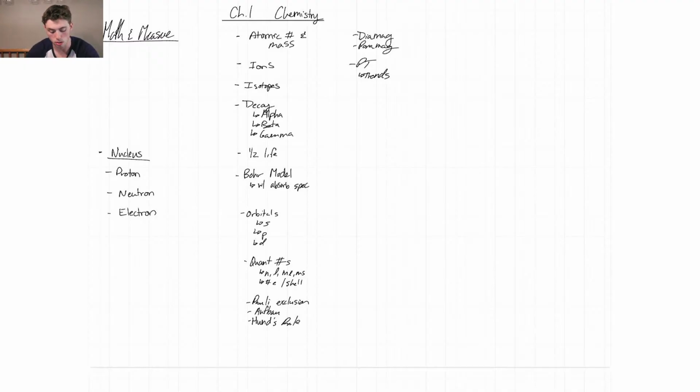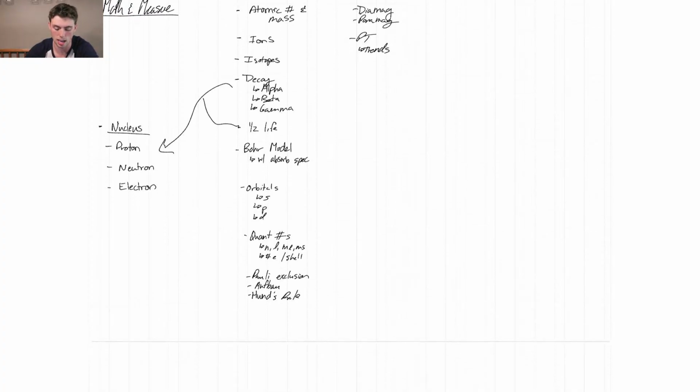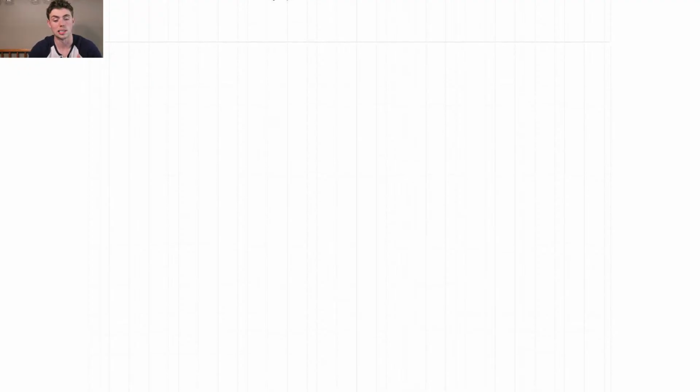That way, we're going to talk about subatomic particles for the nucleus. We'll go into atomic number and mass, ions, isotopes, decay. The decay will be directly branched off of the subatomic particles. We'll talk about half-life, also with decay. We'll talk about the Bohr model. We'll talk about orbitals, quantum numbers, a lot of the principles like the Pauli exclusion, Aufbau, and Hund's rule, diamagnetic, paramagnetic, and periodic trends. So let's just get into it.